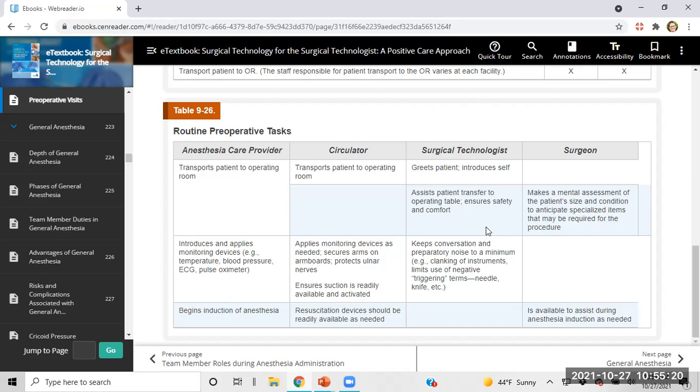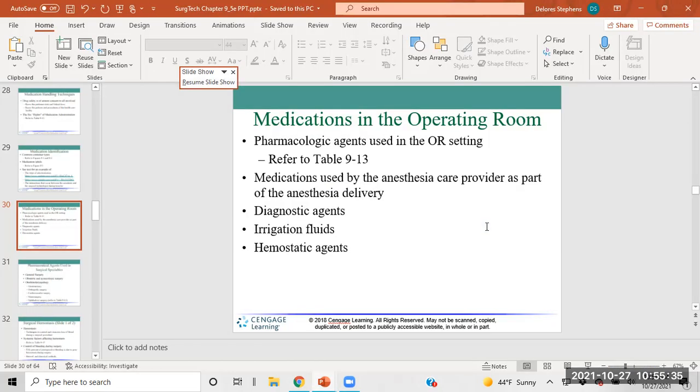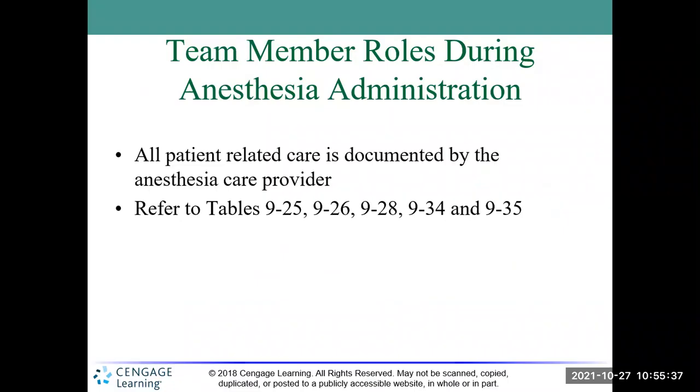And anesthesia may ask that everyone be quiet and keep the noise to a certain level until he or she is able to make sure that the patient is at a level of consciousness where they're no longer stimulated or triggered by hearing.